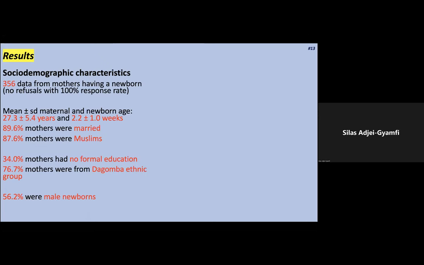Results. Some of the sociodemographic characteristics were that the mean age of the mothers was about 27 years, and that of the newborns was about 2 weeks. About 90% of the mothers were married, and 88% of the mothers were Muslims. One third of the mothers had no formal education, and about 77% of mothers were from the one major ethnic group called the Dagomba ethnic group in the municipality. About 56% of the newborns were males.